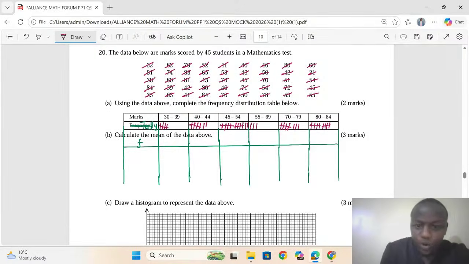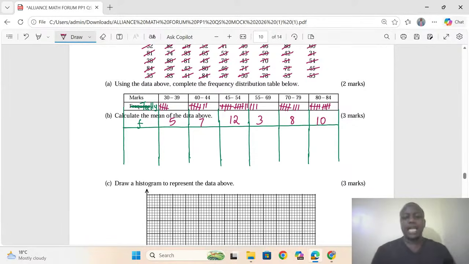Now we can do what we call tallying. These are exactly 5. This is a 7 because it's 5 and 2. Then the next is a 5 and 2. Then we have 3 of them there. 5 and 3, we get 8. 5, 5, we get 10. Like that. 5, 5, we get 10.